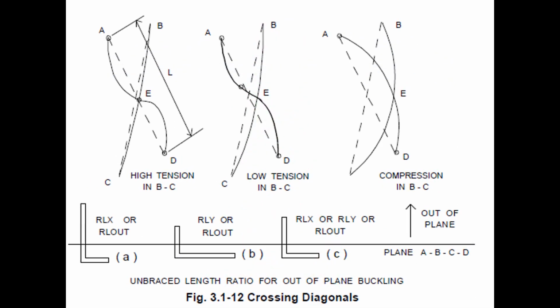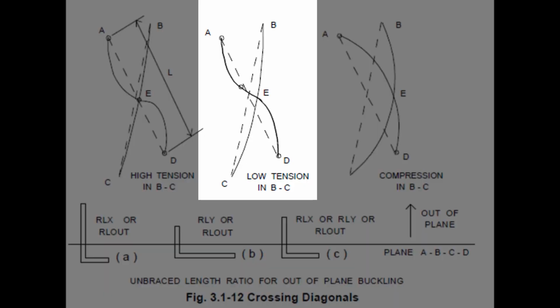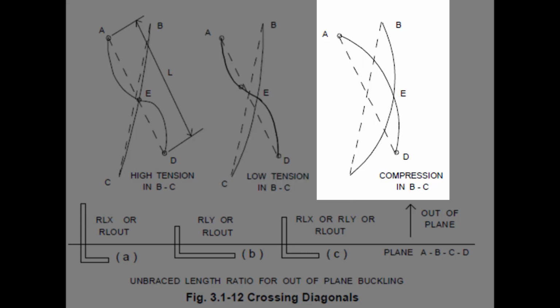The concept of the crossing diagonal check is that the compression capacity of a diagonal member may depend on the actual force in the other diagonal member of the pair. Now, why is this? Well, a diagonal with a large tensile force will provide more support for out-of-plane buckling at the crossing point than a diagonal with little tension or even a compression force.